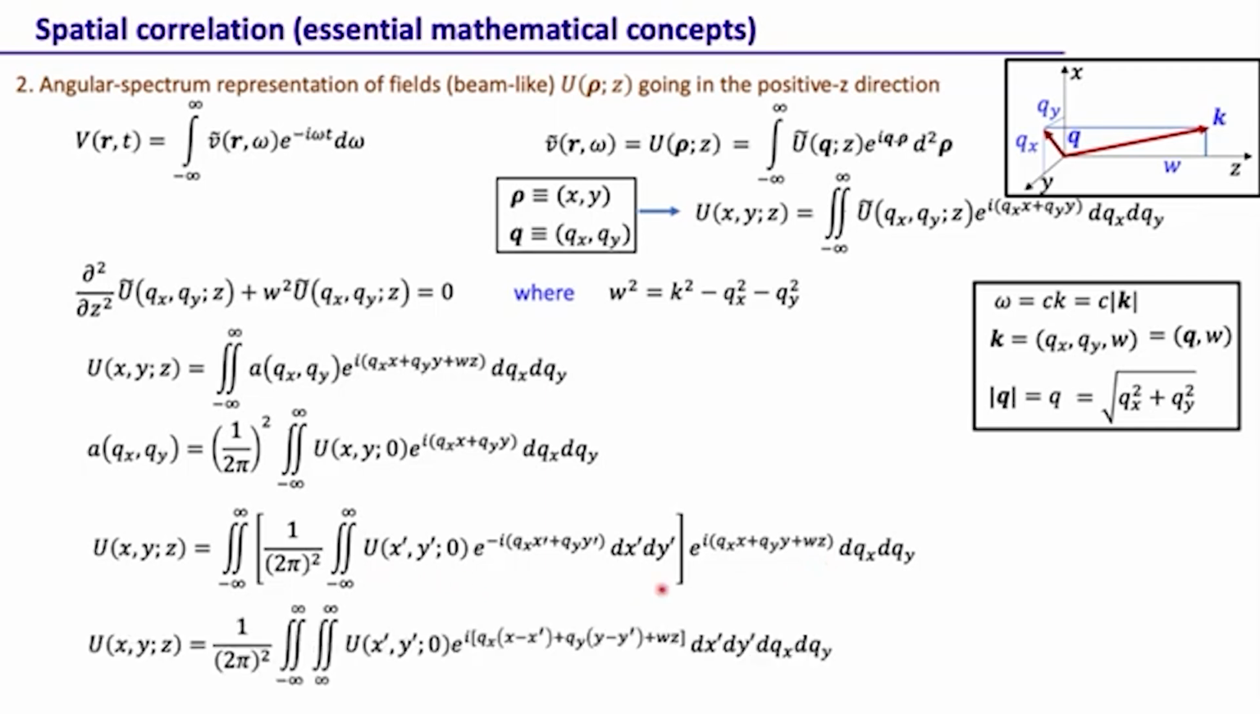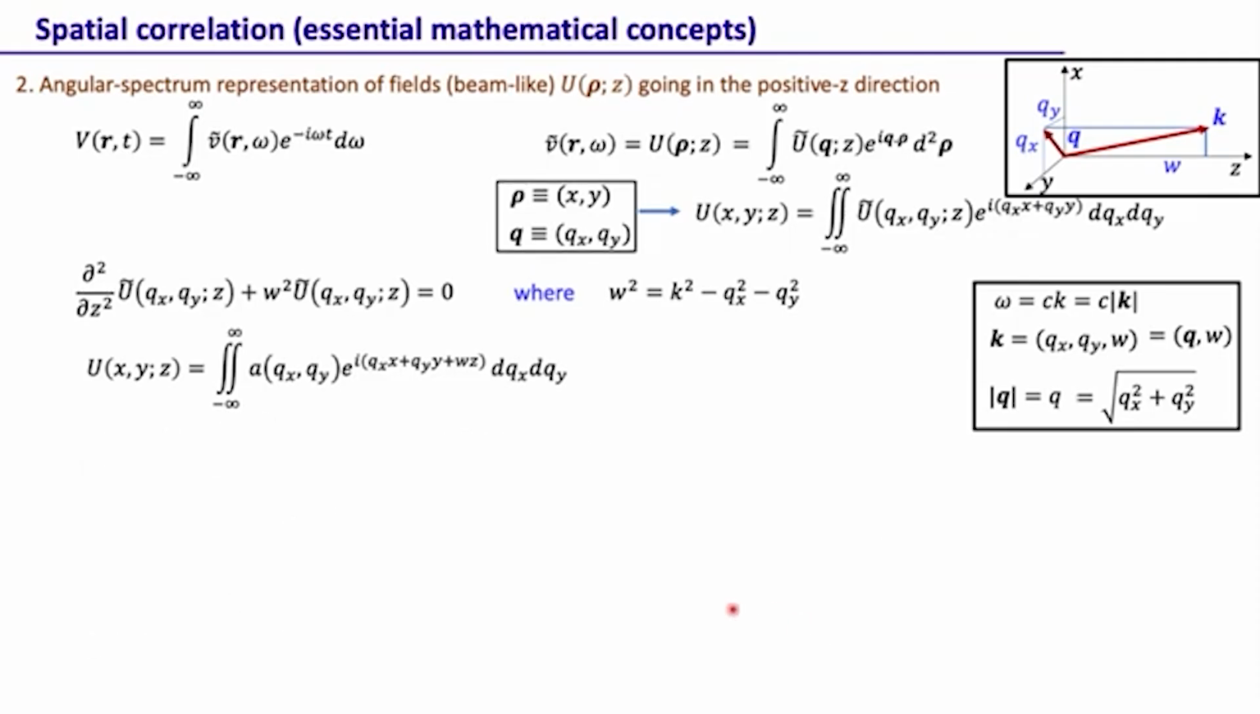We can just arrange it a little bit, and so that's the u(x, y, z) in terms of u(x', y', 0). So this is a 4-dimensional integral, but this says if we know the field at x' y' and z equal to 0, then we can find the field u(x, y) at z equal to z. So this is what we have.